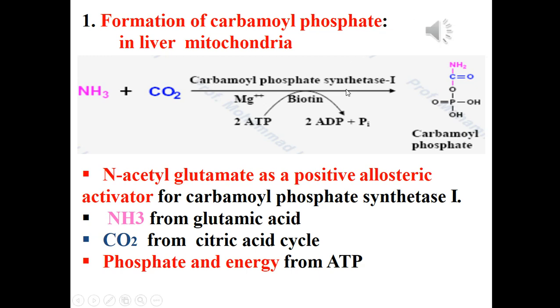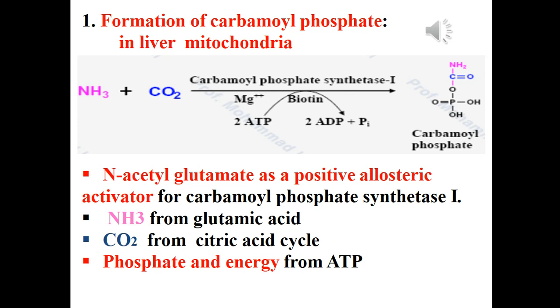The first step of the urea cycle is the formation of carbamyl phosphate, and this step occurs in the mitochondria of the liver. First, the substrate is ammonia plus CO2. The enzyme is carbamyl phosphate synthetase 1. Biotin is the coenzyme for this enzyme. It consumes 2 ATP and leads to formation of carbamyl phosphate.